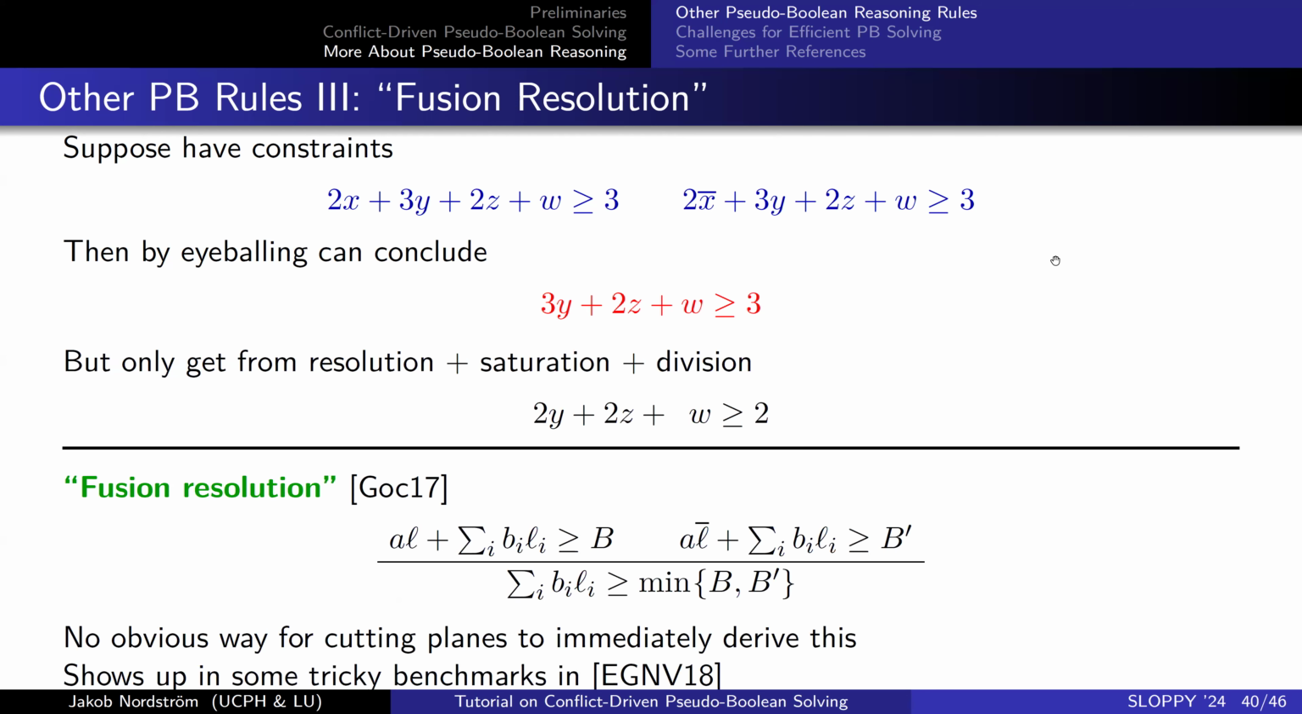Okay, so it would be nice to have a rule which a former PhD student of mine, Stefan Gocht, called fusion resolution. Like if I know that A times L plus some sum is greater or equal to B, and A' times not L plus the same sum is greater or equal to B', then I know that the sum Bi Li is at least the minimum of these 2 guys. And we do have some benchmarks where you have really short proofs if you add this rule. And if a solver could somehow use this rule, this would be super intriguing, but we don't know how to do it in practice.